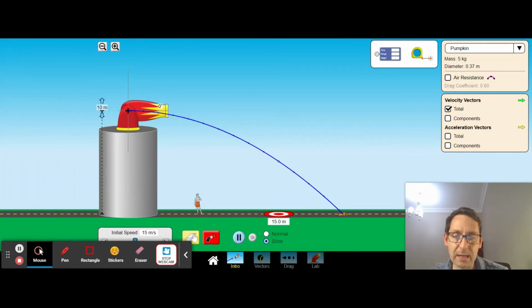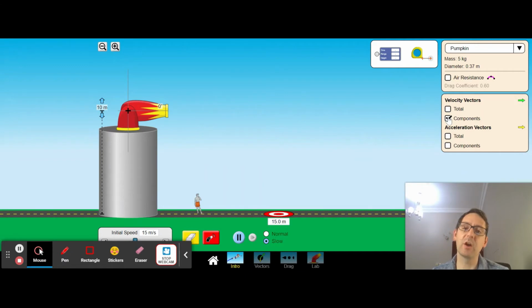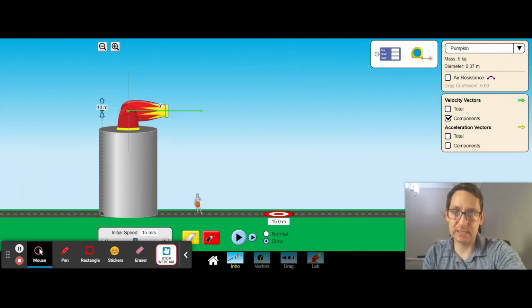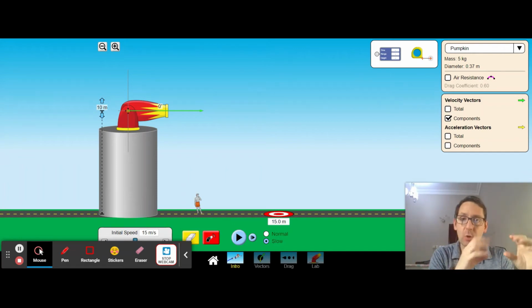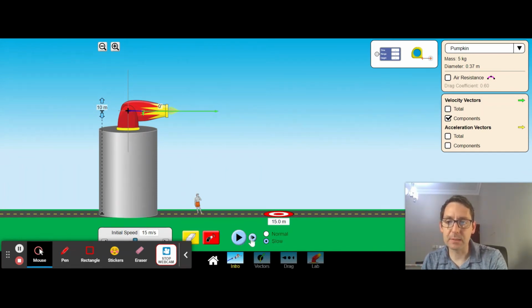Now, if we go back again, this time, instead of doing the total velocity vector, I'm going to do what's called the components, all right? So we're going to fire it. Let's pause it so that we can, so there we fire it. Notice that as we fire it, it has an initial velocity, right? It has an initial horizontal velocity. It's not going up or down because the cannon is pointed exactly horizontally. And then as time progresses, watch what happens.